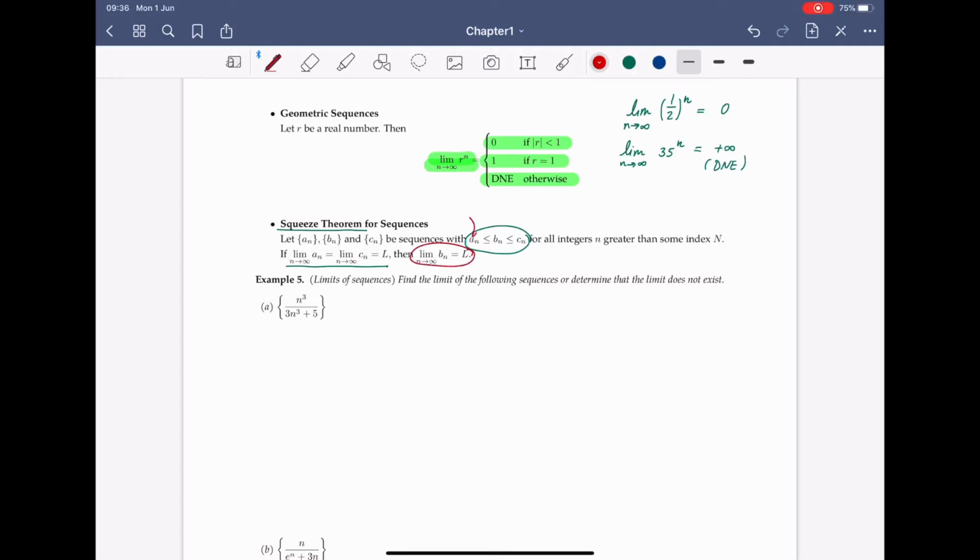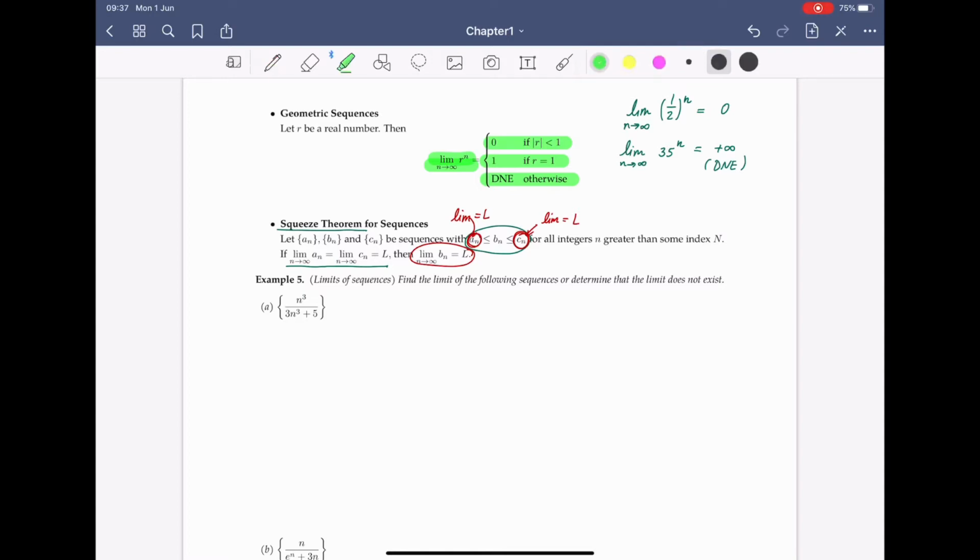Because if your limit on the left term is L, and the limit of the right term here is also L, then the limit of the middle term must be L. This is the statement of the squeezing theorem. So now let's do an example together.